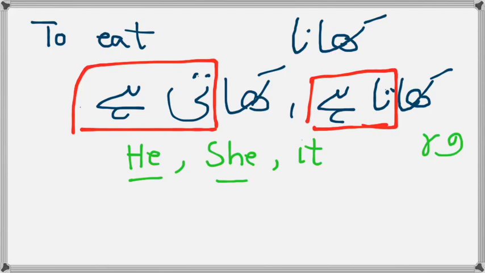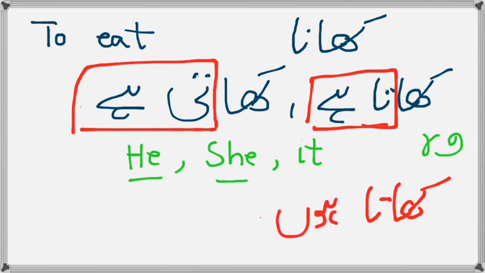For the first person pronoun we use ta, हूँ. खाता हूँ. So for I, मैं खाता हूँ.